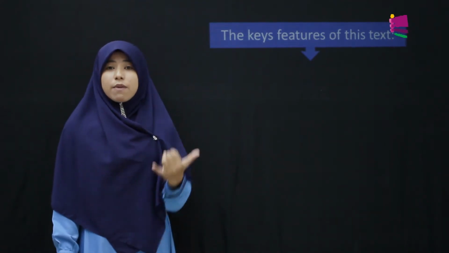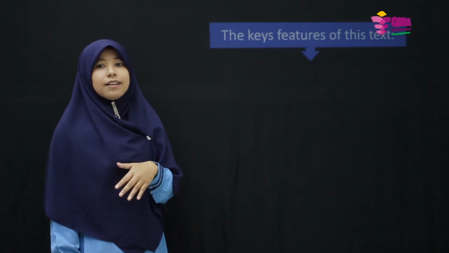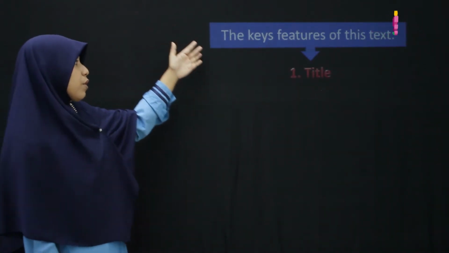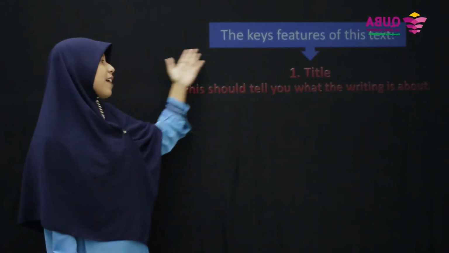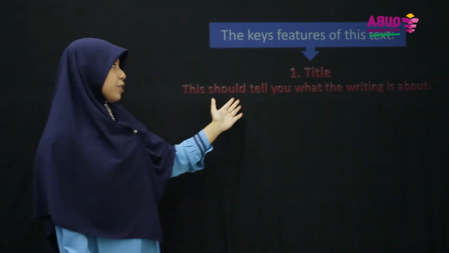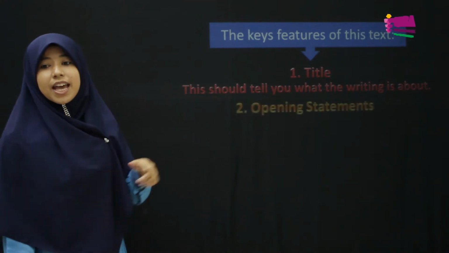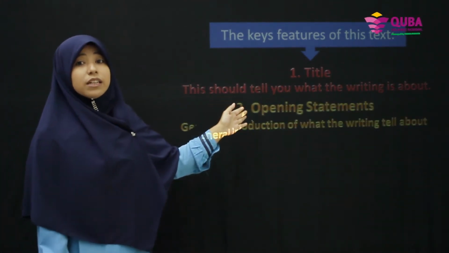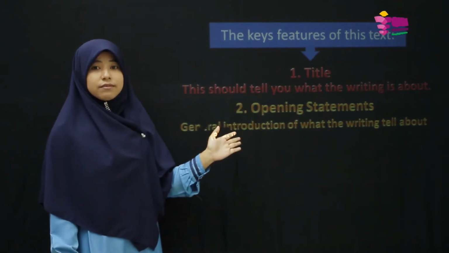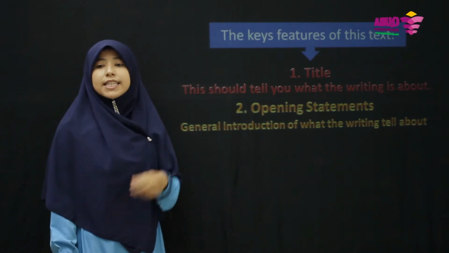But when we read and write the explanation text, we should know the key features of this text. The first one that we should know is title. What is title? Title should tell you what the writing is about. And the second is opening statement. And we can call this introduction. It is general introduction of what the writing tell about.